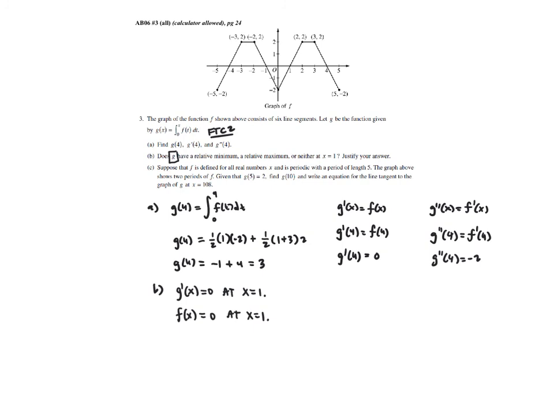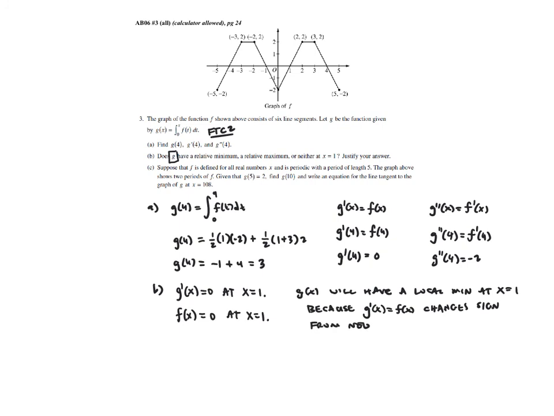So f of x represents g prime of x. f of x is less than 0, then 0, then greater than 0. That means that g prime is negative, then 0, then positive, which means that g will have a local minimum at x equals 1, because g prime of x, which is equal to f of x, changes sign from negative to positive.